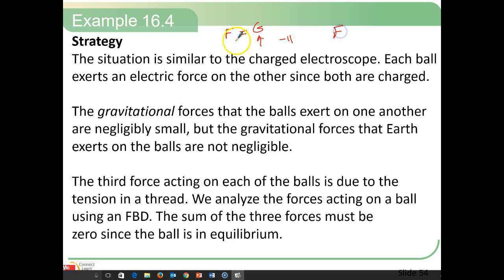If we do the force due to electricity, we know that the value is K, and that value is 9 times 10 to the 9th. So we've got a 10 to the negative 11th and a 10 to the 9th, so this force is really, really strong. The third force acting on the balls is due to the tension in the thread, so we can use a free body diagram in order to help us solve for that.